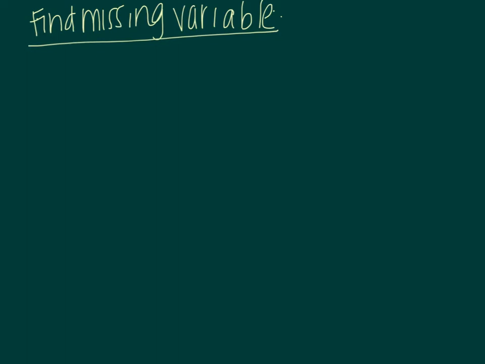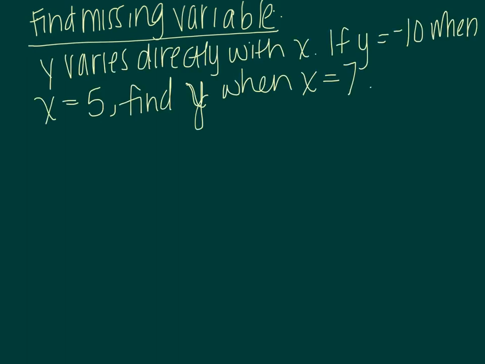So the next part we're going to do is find the missing variable. In this direction it says y varies directly with x. All that's doing is telling you that we are going to be using y equals kx. Then it says if y equals negative 10 when x equals 5. That's just like what you were doing before. So first, we need to find that equation. We're going to have two steps. The first step is to find the equation. So let's go ahead and start by doing that.